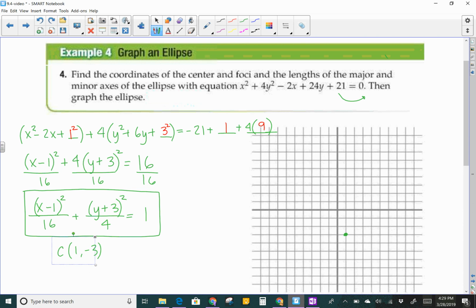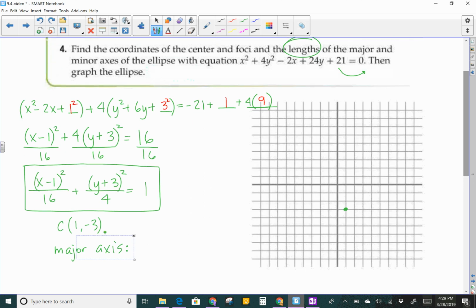Okay, so keep in mind, because people don't pay attention and don't realize what's being asked, the major axis. Go back, I don't know what happened. Okay, major axis. It's asking for the lengths of these things. So how long? I'm going to graph it before I answer those questions, because you'll see that it's really easy once you graph it.